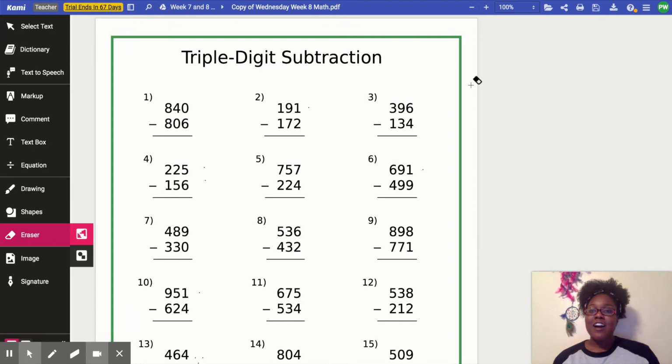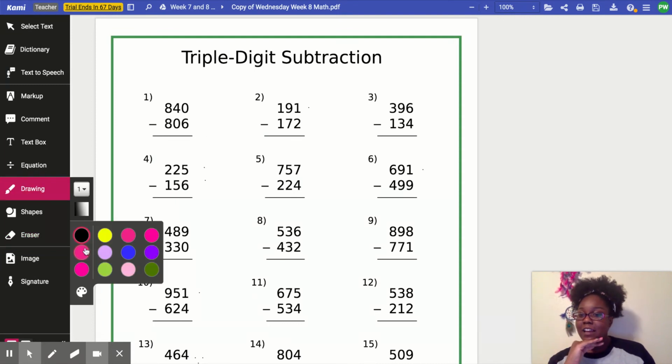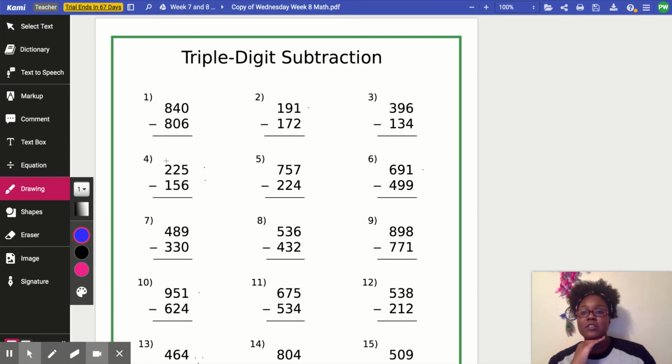All right, in this video, we're going over triple digit subtraction. True story, I recorded this, I did it already, and then my computer froze and it deleted the whole video. So I had to erase and start over. So let's get started. I think I'm gonna use blue in this video today.